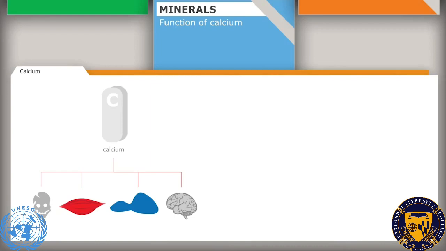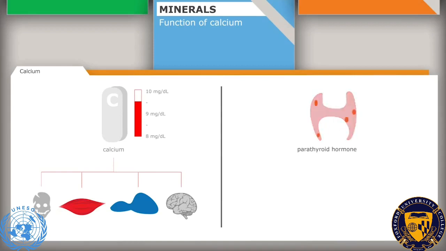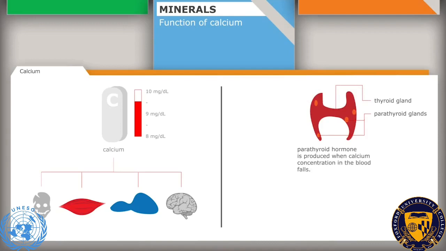Two opposing hormones are responsible for keeping the blood calcium level at a constant value between 9 and 10 milligrams per deciliter. The first hormone is parathyroid hormone, produced by the parathyroid gland. The parathyroid gland consists of clusters of cells located on top of the thyroid gland. Parathyroid hormone is released when the calcium concentration in the blood falls.